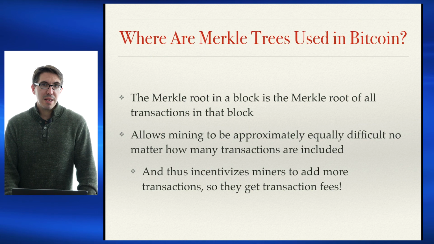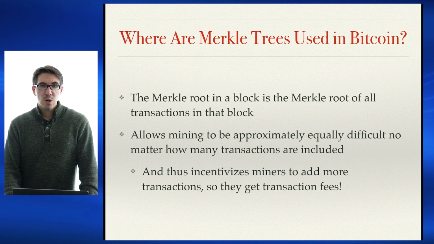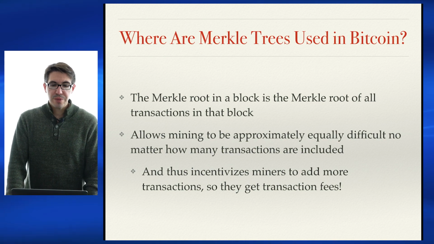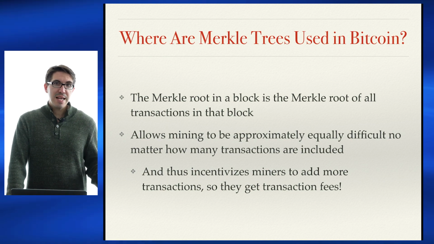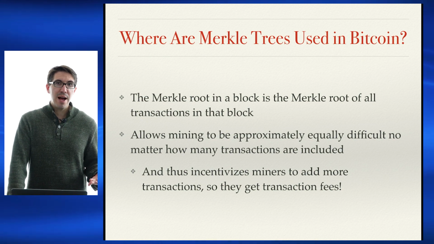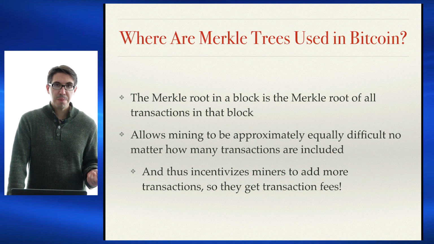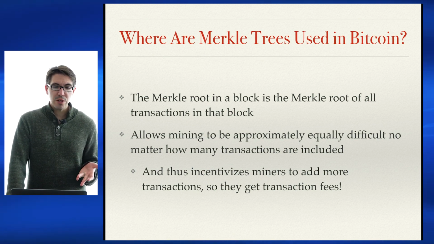In Bitcoin and many other blockchain technologies, Merkle trees are used in a few different places. If you've ever looked at a Bitcoin block explorer, you may see something called the Merkle root. This is the Merkle root of the Merkle tree for all transactions included in that block. That allows a Bitcoin node to verify that the list of transactions is valid and what is expected to be in this block. Another benefit, and we'll get more into detail on this when we talk about mining, is that it allows mining to be approximately equally difficult no matter how many transactions are included.